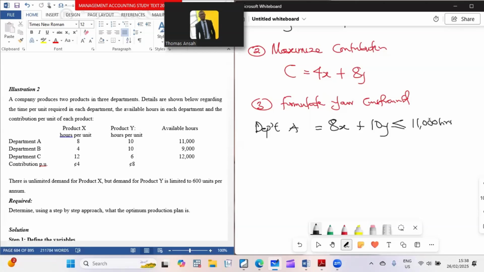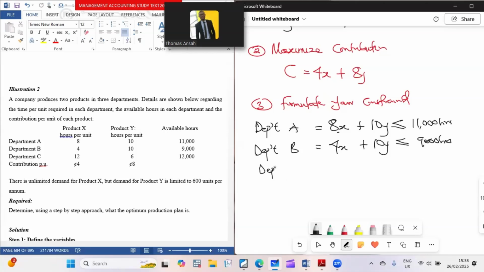That is how you formulate your constraint, because we need 8 hours per unit of product X, but we are limited to only 11,000 hours. In department B, I think you can do it now. What is your constraint? The constraint is that we have 4 of X plus 10 of Y, which we can produce, using no more than 9,000 hours.